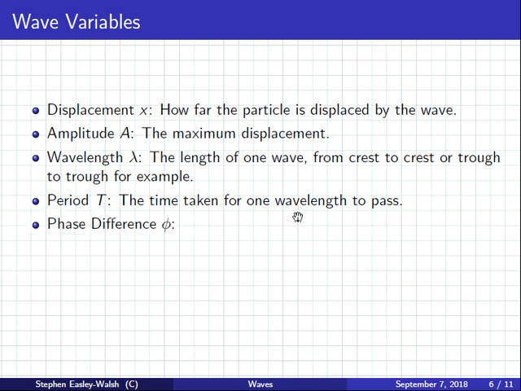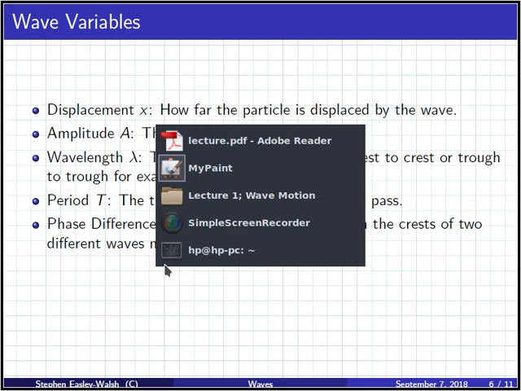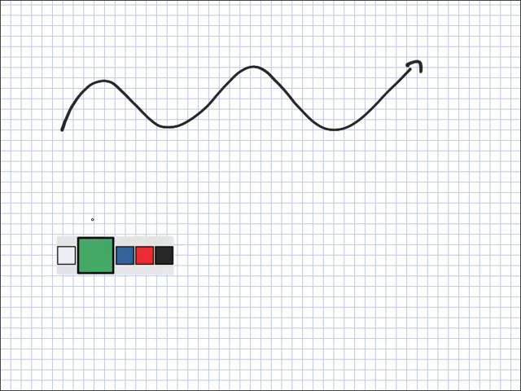Now this is a new one, phase difference. The time difference between the crests of two different waves moving together. So I'll imagine you have two waves, here's one of them, and then here's another one moving with it. Try my best to draw it.